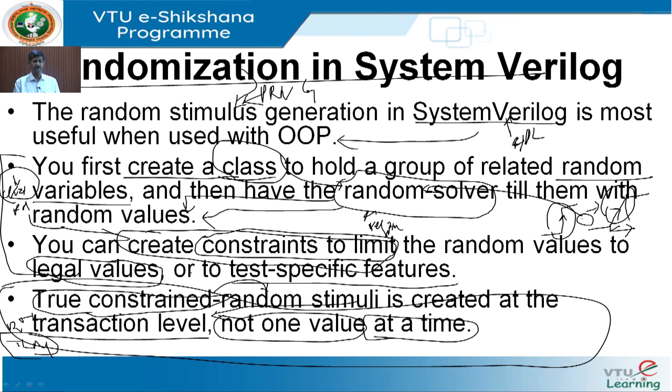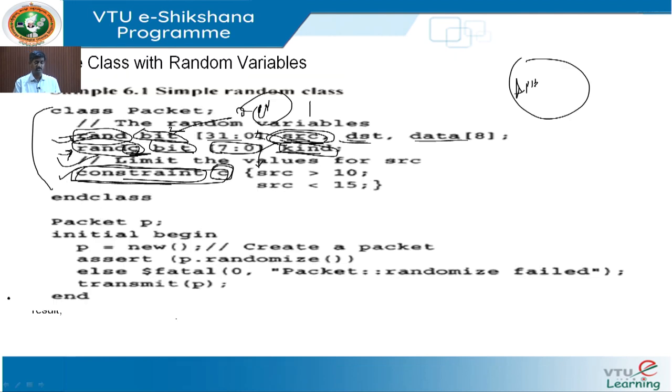First we need to create a class, we need to define random variables, and then we need to use a random solver. Then we go with constraints to limit the random values to specific features, and that will be considered a constrained random stimulus. That's what we have done here in a packet.